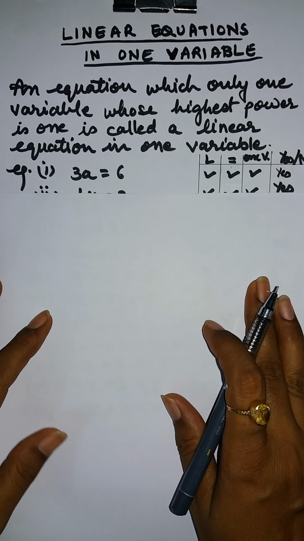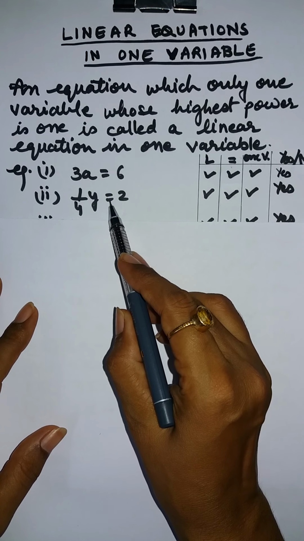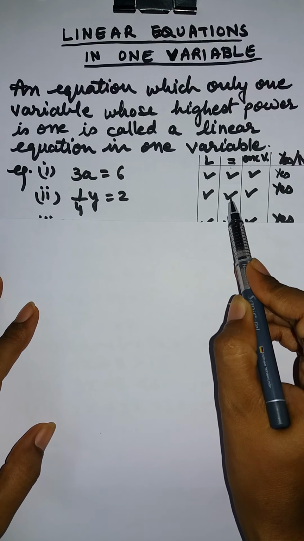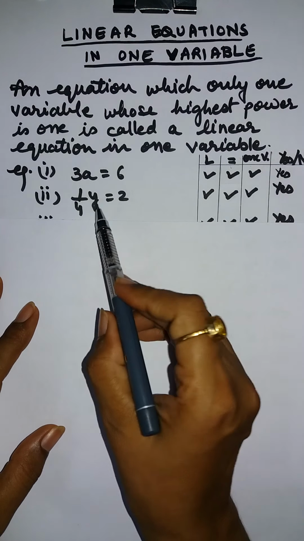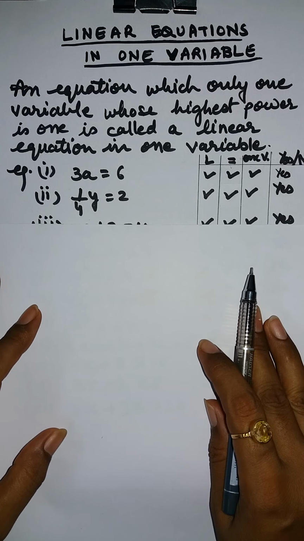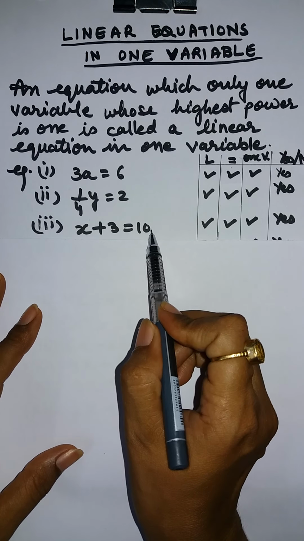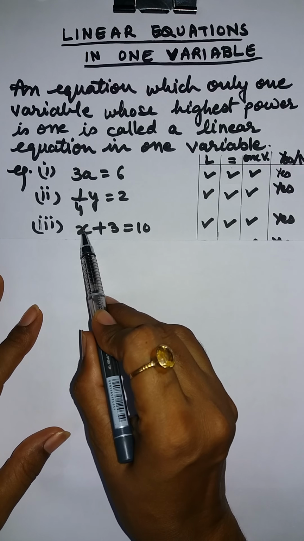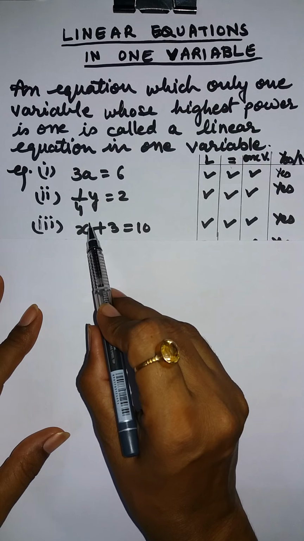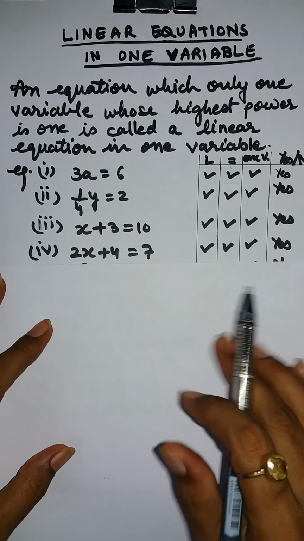Let us take another example. 1/4 y is equal to 2. It fulfills linearity, equal to sign, and one variable. Yes, it is a linear equation in one variable. x plus 3 is equal to 10. x is one variable, equal to sign is there, and the highest power of x is 1. That means it is also a linear equation in one variable.